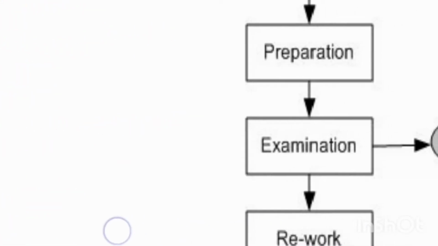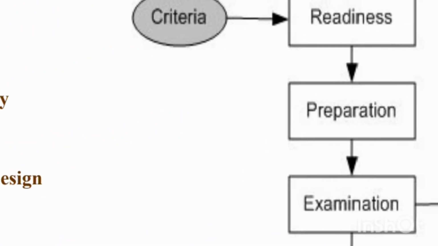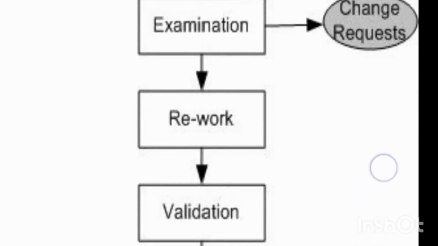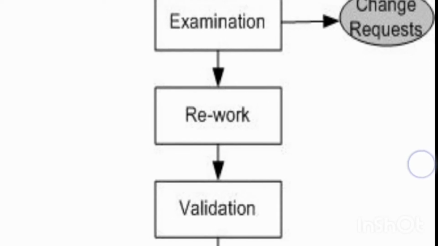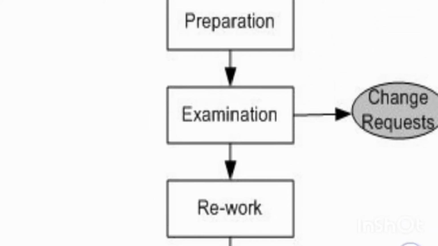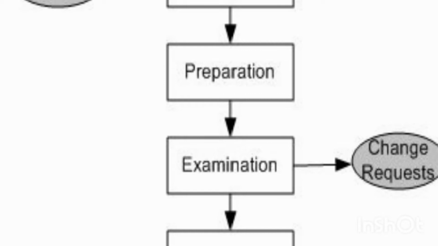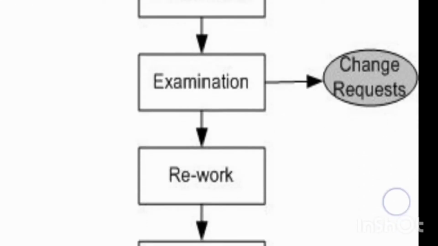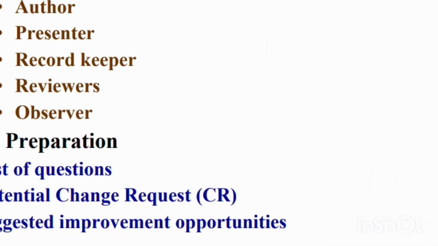The diagrammatic presentation of static unit testing, or code review. By observing this diagram, we can easily understand the steps in the code review process: readiness criteria, preparation, examination, and whenever we require a change, a change request is generated, then rework, validation, and exit.